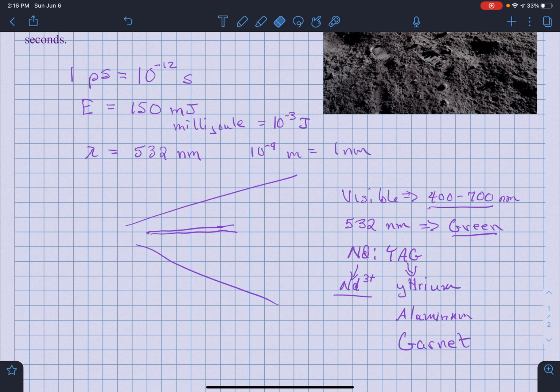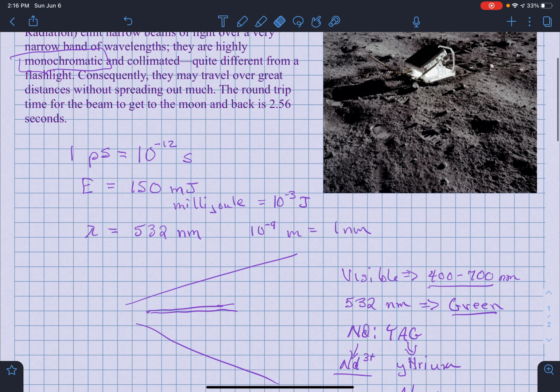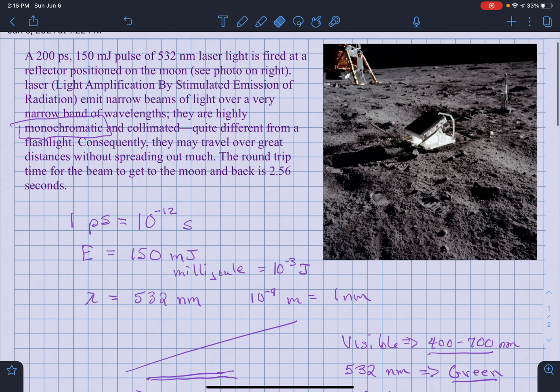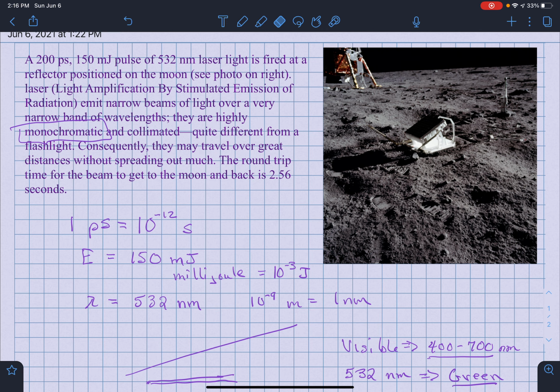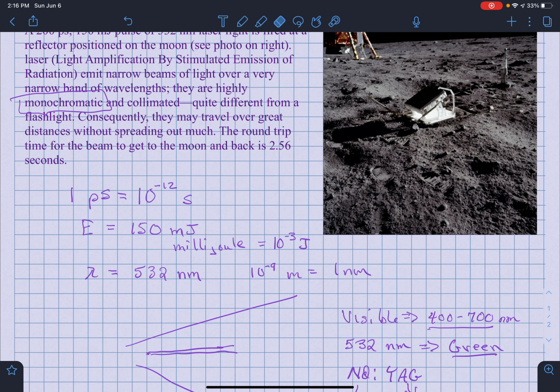So the 532 nanometer light is being generated through a process from the emission of a neodymium YAG laser. That 532 nanometer wavelength light is shot at the reflector on the moon's surface as a pulse. The pulse is very short in duration. As we noted here, it's 200 picoseconds. It has an energy of 150 millijoules and a wavelength of 532 nanometers.